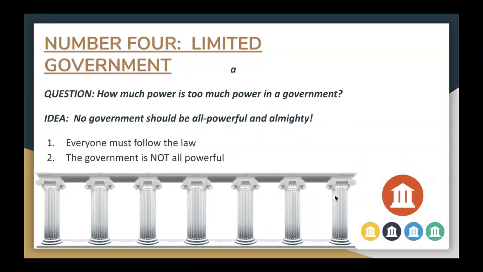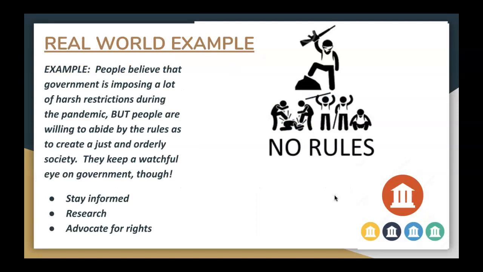Number 4, limited government. The question here is, how much power is too much power in a government? The idea is that no government should be all-powerful, omniscient, and almighty. Everyone must follow the law, and no government should be too powerful. What does this look like in terms of an example?